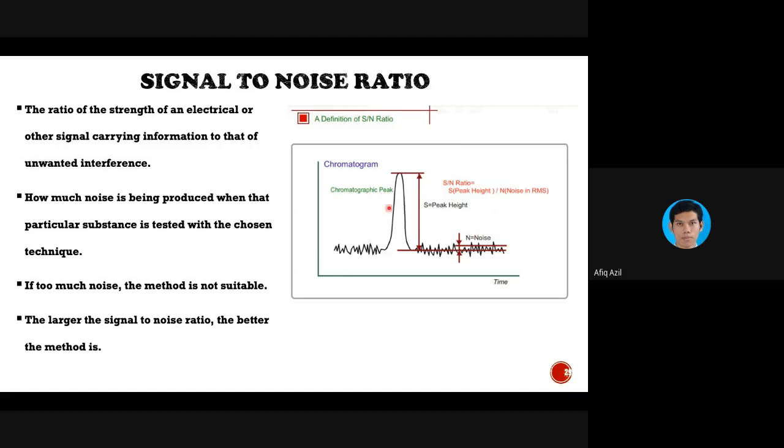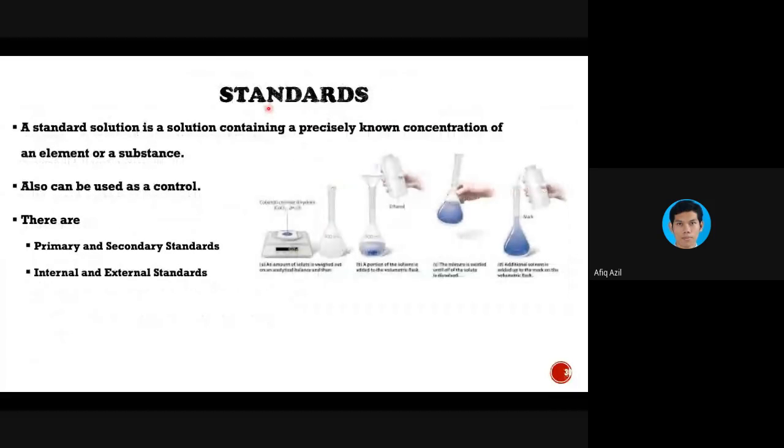But this peak is not labeled. The machine does not know whether this peak is caffeine or any other stuff. And if the sample contains more than one peak, for example, you have one here and then another very big one over here, then how are you going to know which peak is caffeine? This can be achieved by using a standard.